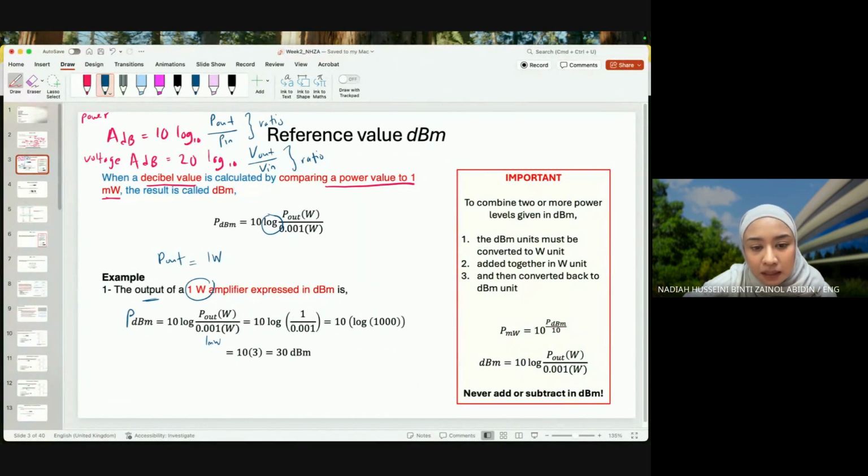And then how do we calculate this? You just use your calculator. And I forgot my calculator again today. So 1 divided by 0.001 will give you 1000. And then you take log base 10 of this. Log base 10 is simply log on your calculator. You have to do extra steps if you want a different base, but the default is log base 10. So log of 1000 will give you 3, and then 3 times 10 is 30 dBm. So the output expressed in dBm is 30 dBm.